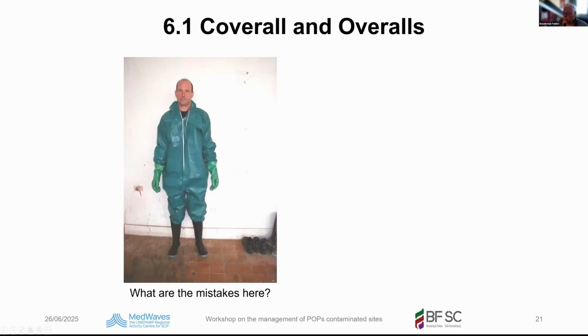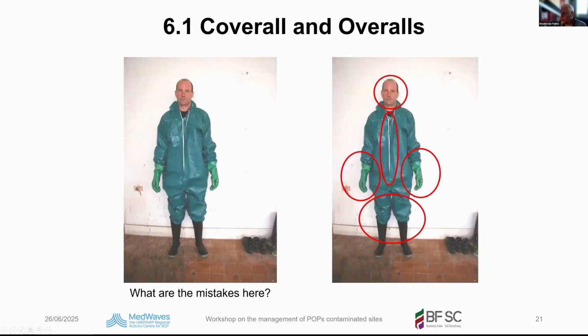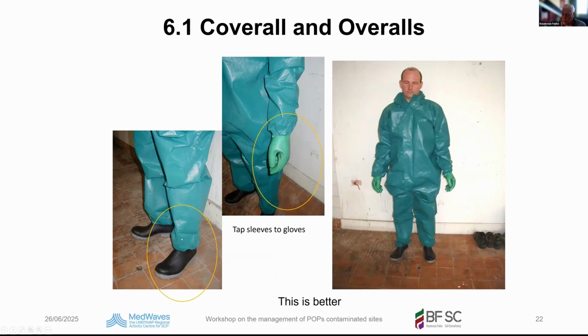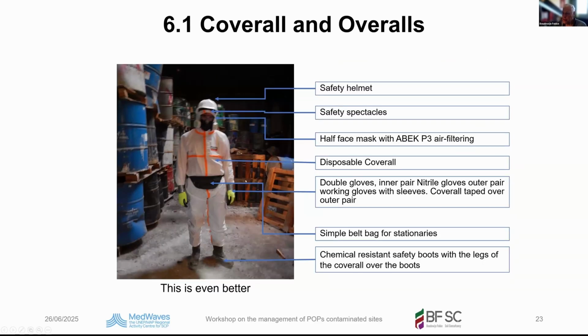So this guy has put on his disposable coverall. Normally I ask them what is the mistake here, but these are the mistakes. It's not closed. His sleeves are in the gloves, so material can enter. The trouser is in the boots, so material can enter, so this is not good. The zipper should be closed. This is better. So if you wear these overalls, it should be over the boots, over the gloves, and the zipper should be closed. This is even better. This was during a project in Turkey, and here: safety helmet, safety spectacles, half face mask with ABEK P3 air filter, disposable coverall, double gloves.